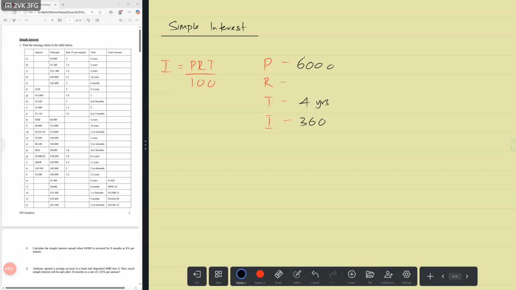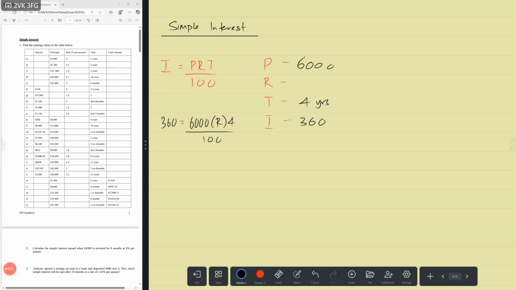As per previous examples, because we have all this information, the P, T, and I, we just plug the numbers into the formula and find the missing value. So 360 equals 6,000 times R times 4, then the whole thing divided by 100.